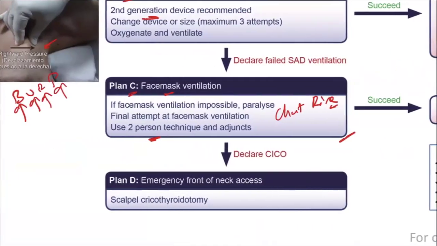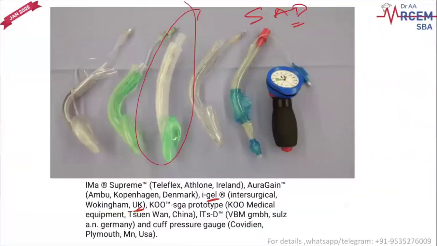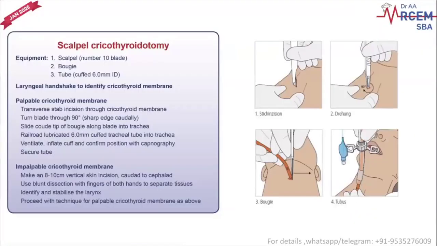No, you have failed it. At that point of time, what will you be doing? Front of neck access is required. The preferred one is the scalpel cricothyroidotomy. How is a scalpel cricothyroidotomy done?